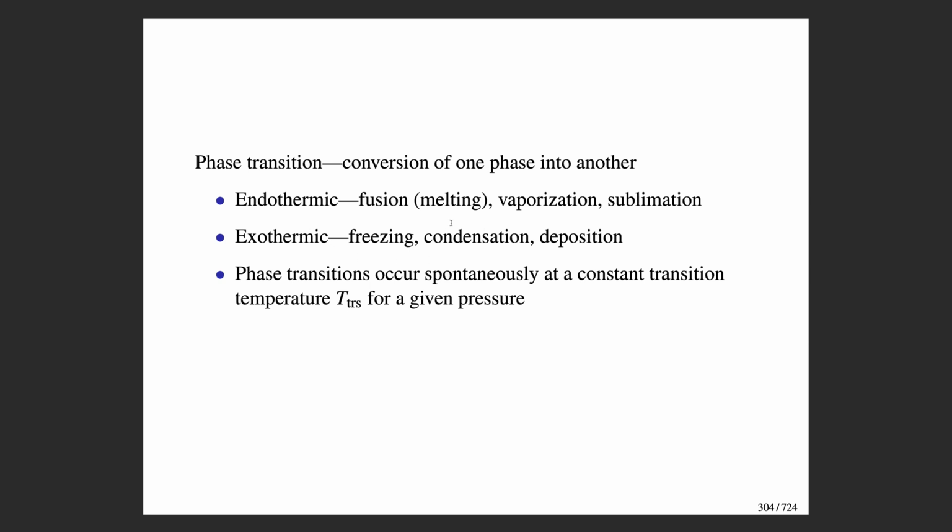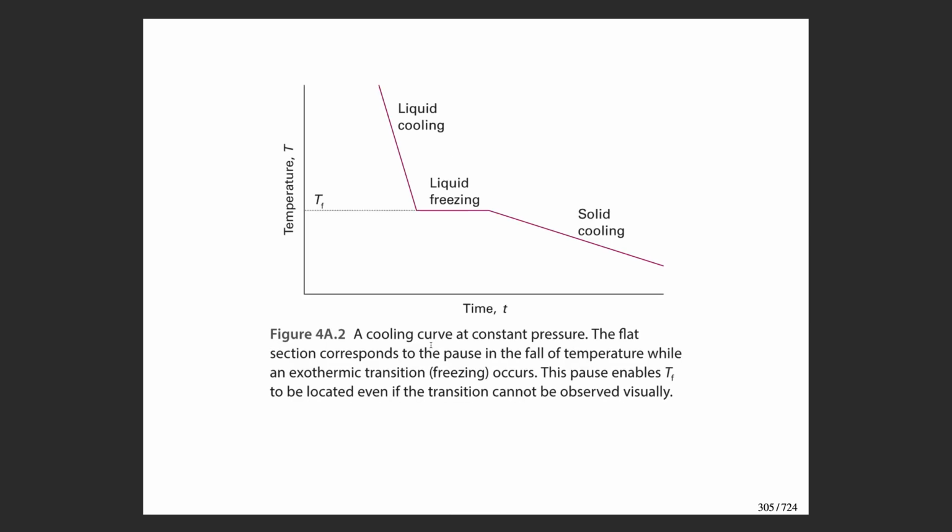For the reverse of those, of course, would then be exothermic, so freezing, condensation of a gas to a liquid, and deposition of a gas to a solid. These are all exothermic phase transitions. Phase transitions occur spontaneously, and they occur at a constant transition temperature for a given pressure. So let's take a look at a cooling curve here.